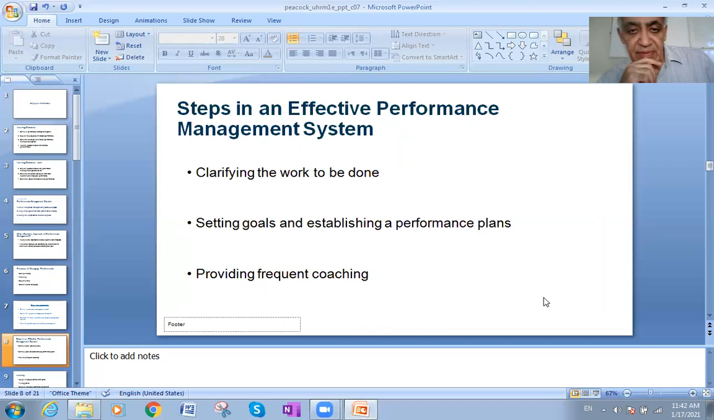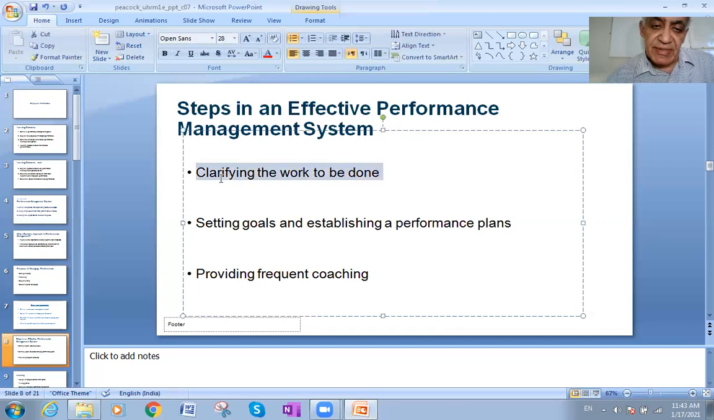Steps in effective performance management systems. Those are the steps. Clarifying the work to be done. Just make it very easy for the people. Everything is clear, nothing vague. The job description is clear, the job analysis is clear, the job specifications are clear. So it will be easier for your employees.